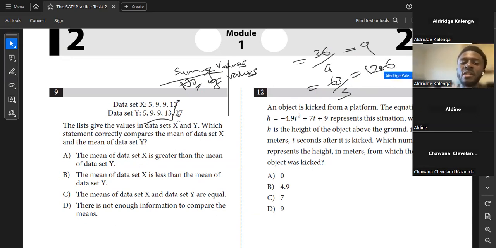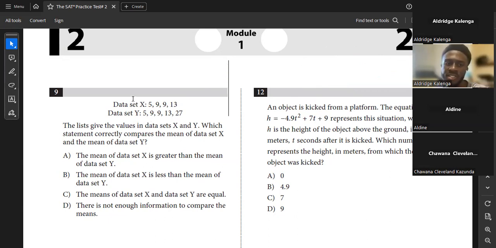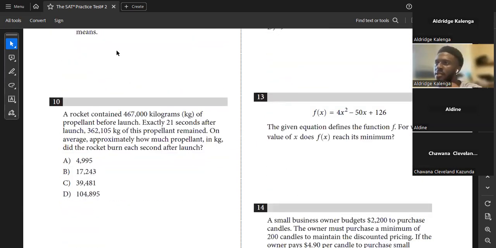So we can see that the mean of the second one is larger. So the mean of X is less than the mean of data set Y. So the answer is A. But you could simply visualize that without having to actually calculate that.